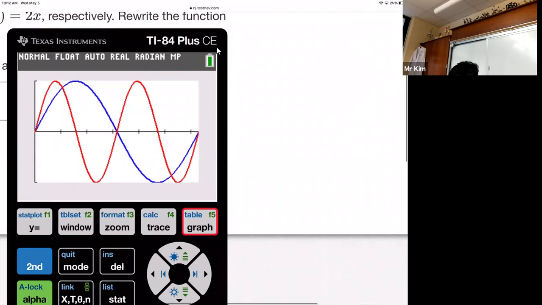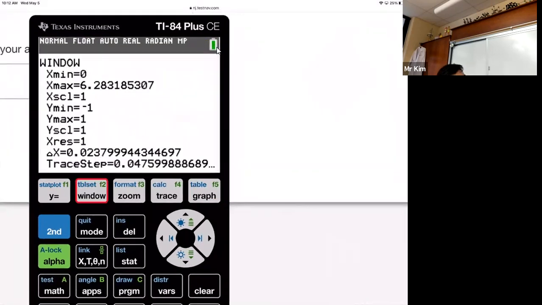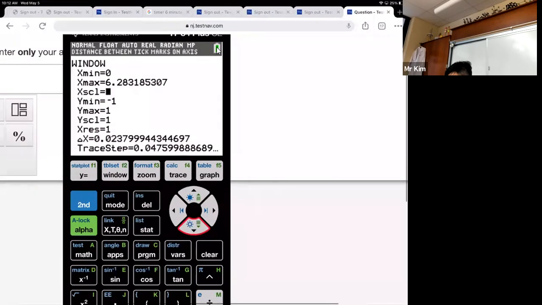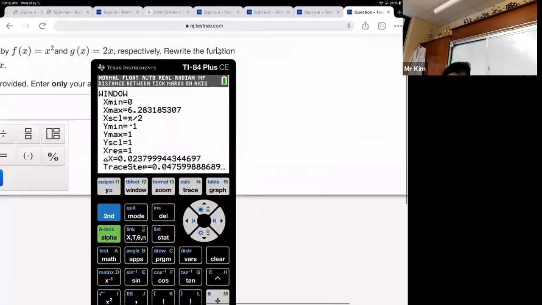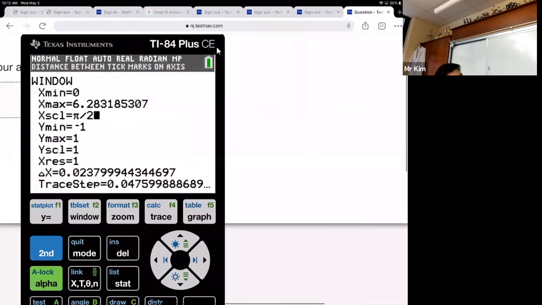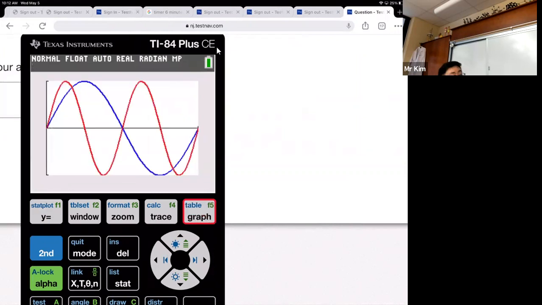Actually, if you could do me a small favor, let's go back to our windows, because I really don't like this x scale. X scale is basically what we make each increment to be. I think we made each increment pi over 2 in all of our graphing questions. So let's leave it as pi over 2 for x scale. That makes the max, middle, and min points fall exactly in the interval of pi over 2. So it looks a lot better.